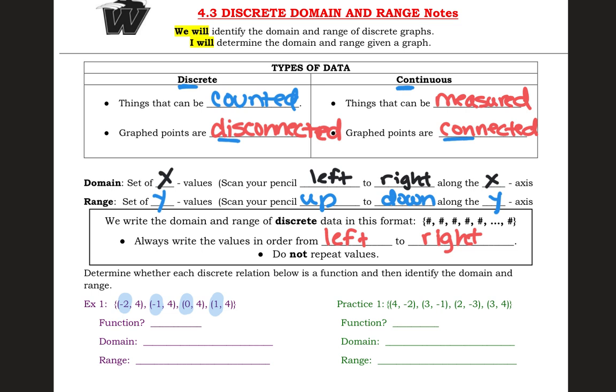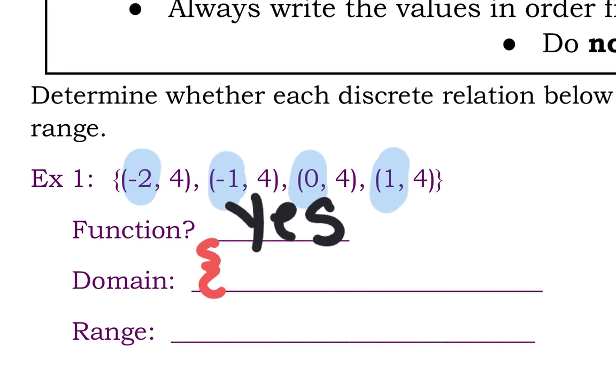Is this example a function, yes or no? Yes, good. So we're going to write yes, that it is a function. For domain, we're just going to write these x values, the same ones we underlined or highlighted. So for our domain, we're going to do these little brackets. Kind of looks like a little squiggly.